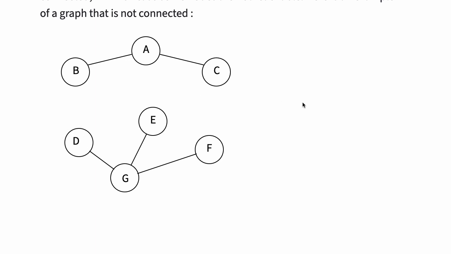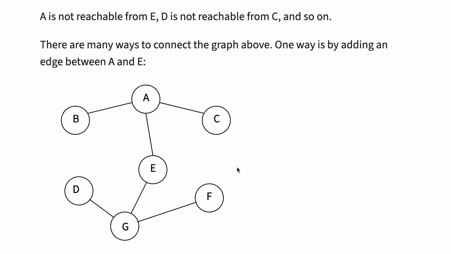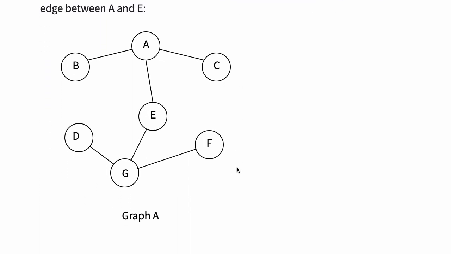There are many ways to connect this graph. One way is by adding an edge between A and E, as follows. Let's call this graph A. Now every node can be reached from every other node.